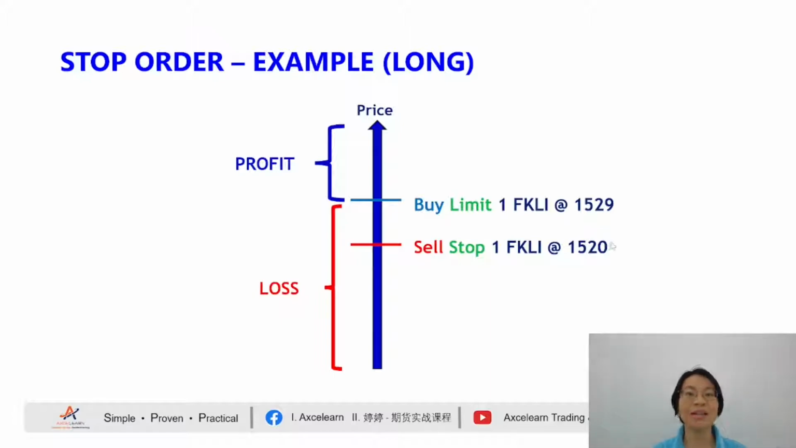Prior to that, these particular orders will not appear on our screen, in the normal buying and selling quotation. And once traded, it can be 1520, it can be 1519.5, 1519, etc.